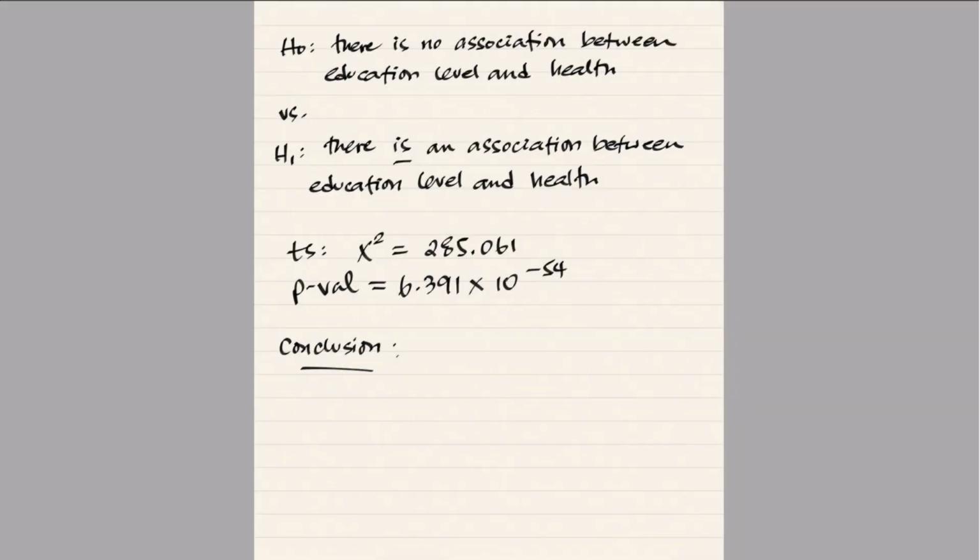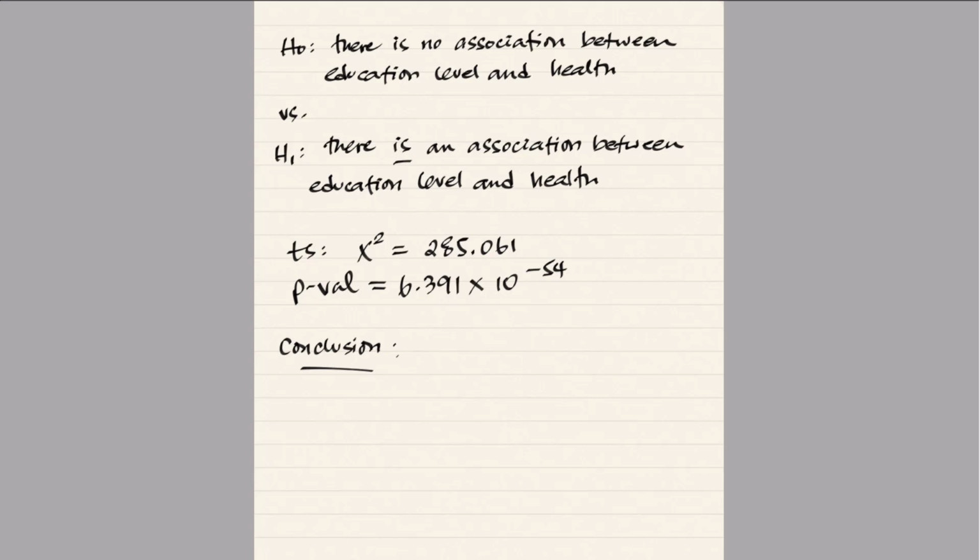Speaking of the null hypothesis, what is the null hypothesis and what is the alternative hypothesis? Well, as you can read, for the generic test of independence, the generic null is that there is independence, and the generic alternative is that there is not. Put differently, for this particular situation, our null hypothesis is that there is no association between education level and health, and our alternative hypothesis is that there is an association between education level and health.